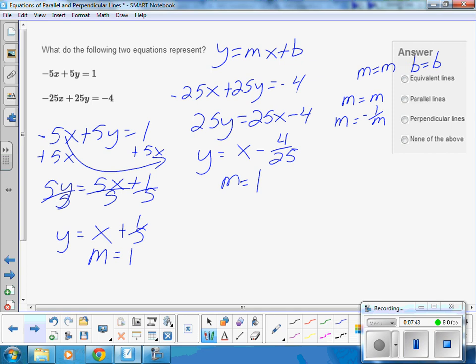Since my slopes are equal, I either have parallel lines or equivalent lines. My intercepts are different, so I have parallel lines. Remember, to be equivalent lines, both slopes and intercepts have to be equal.